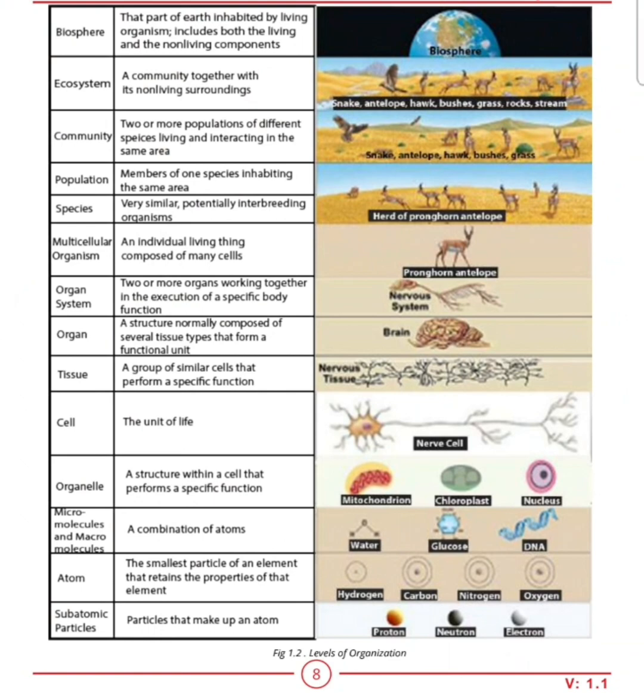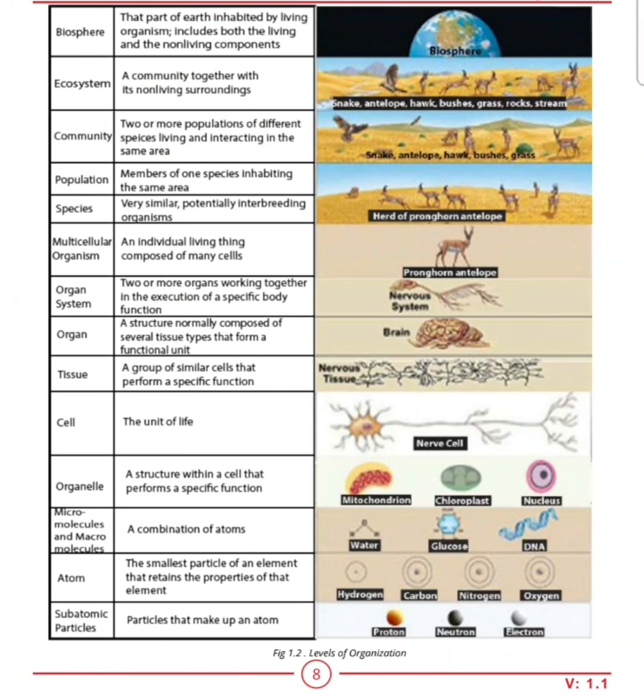Micromolecules and macromolecules. Now a combination of atoms is known as a molecule. There are two types of molecules, micromolecules and macromolecules. The molecules with higher molecular weight are known as macromolecules, and molecules with low molecular weight are known as micromolecules. Examples are water, glucose, DNA, etc.